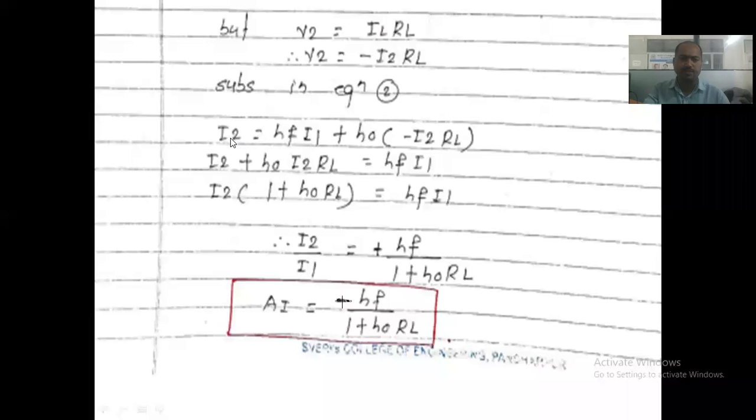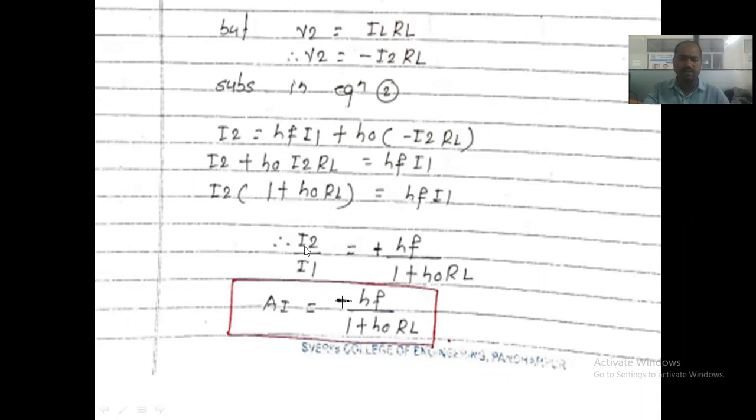Now in this equation, I2 is on this side. The term minus HO I2 RL going to the other side changes sign, so it becomes plus HO I2 RL. HF into I1 stays as it is. Taking I2 common, we get I2 into the bracket of 1 plus HO RL equals HF into I1. Now I1 goes to the other side as a divisor, and 1 plus HO RL goes to the other side, so I2 divided by I1 is HF divided by 1 plus HO RL.